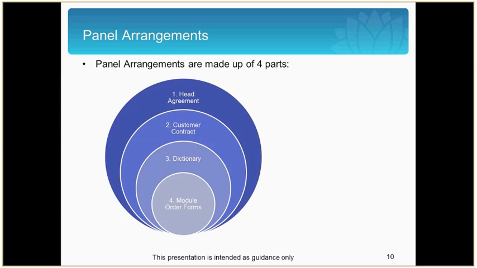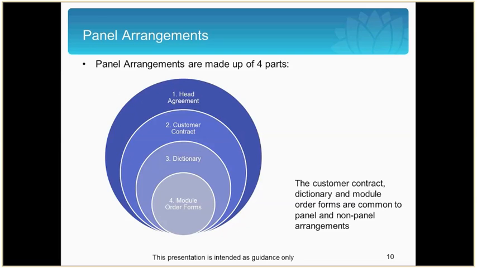There are 13 of these to select under the Procure IT framework. The modules to be completed are dependent on the products or services required. For example, hardware and software both have separate module order forms. Non-panel arrangements only contain the customer contract, dictionary, and module order forms.